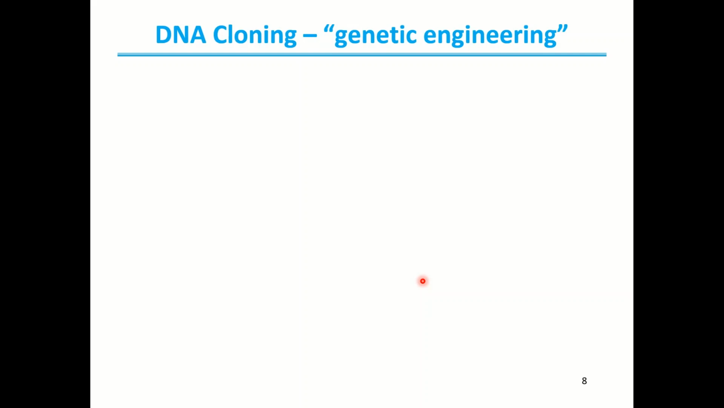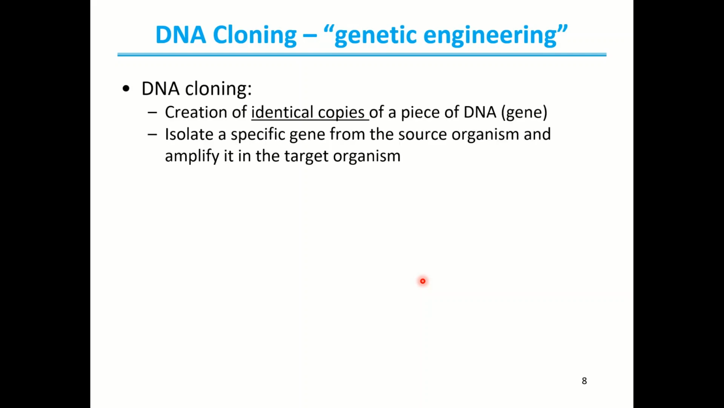So DNA cloning, also referred to as genetic engineering. What is this? It's the creation of identical copies of a piece of DNA, usually containing some sort of gene that you're interested in. You can isolate a specific gene from a source organism and amplify it in a different organism, a target organism. So, for instance, you could pick a human gene and put it into bacteria cells, and then really amplify that gene product, which is usually a protein, in those bacteria cells.